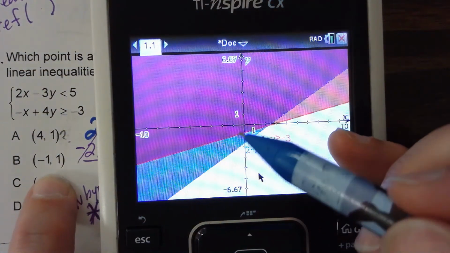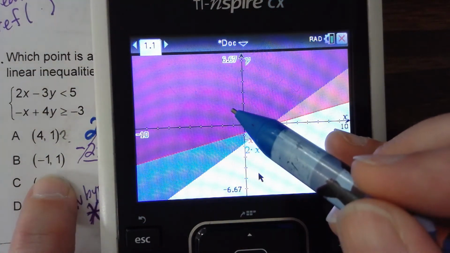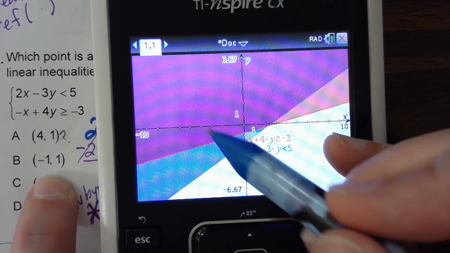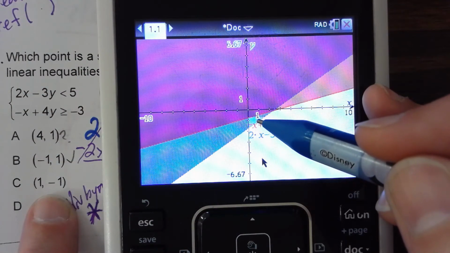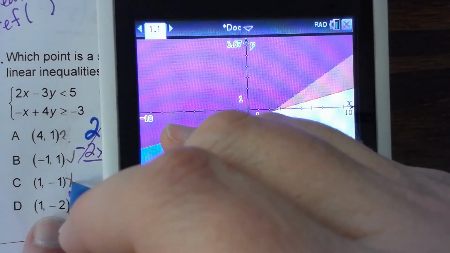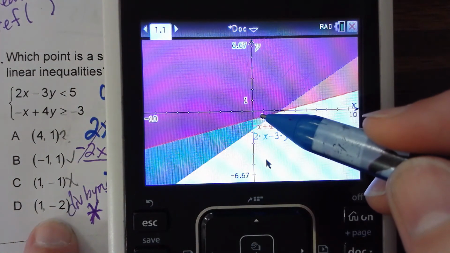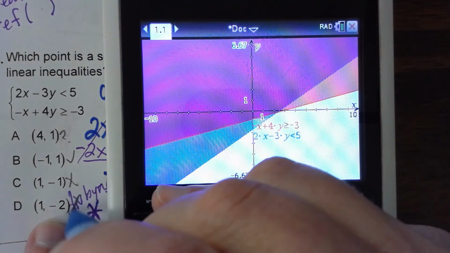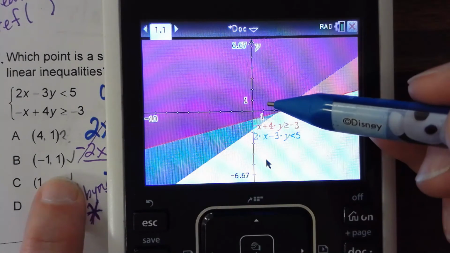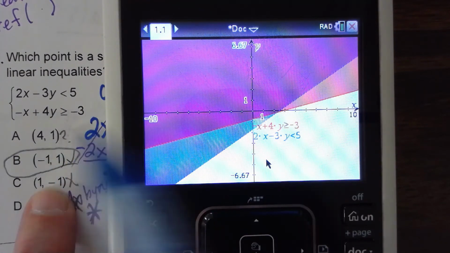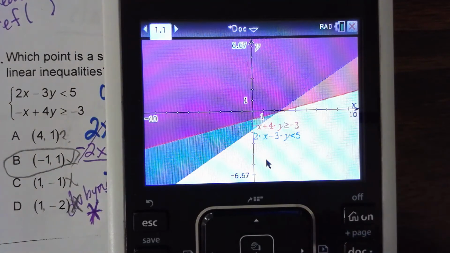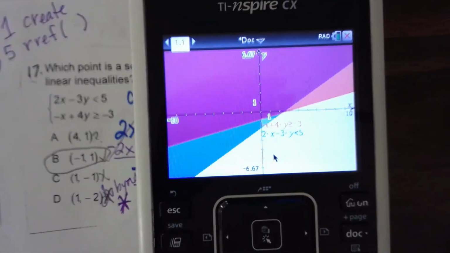Okay, we'll come in. -1, +1 is very definitely in that purple region. So that should be an answer. +1, -1 looks like it's in that blue section. That is bad. Has to be in the purple. +1, -2 is very definitely out. Okay, so if I needed to look a little bit closer, I could zoom in or I could plug points in, but I think -1, +1 is very definitely in the purple section. Okay.